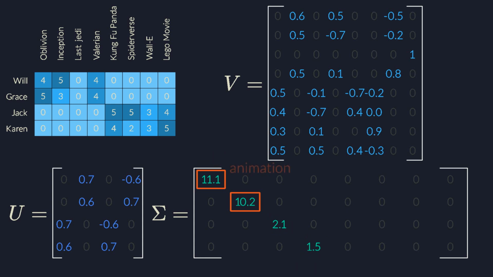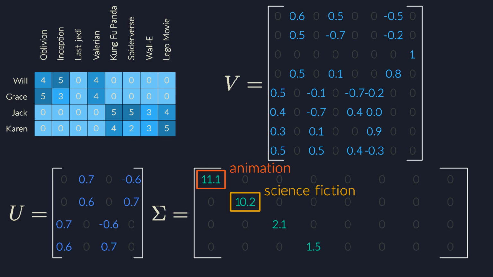The first singular value represents the animation genre. The second one is the science fiction genre. The animation genre is a stronger concept, because our data contains 4 animation movies and only 3 sci-fi movies. Note that one of the movies has all 0 scores attached to it, so without any additional information, the algorithm cannot determine which of the 2 categories this movie belongs to. So that's why the animation category is slightly stronger.